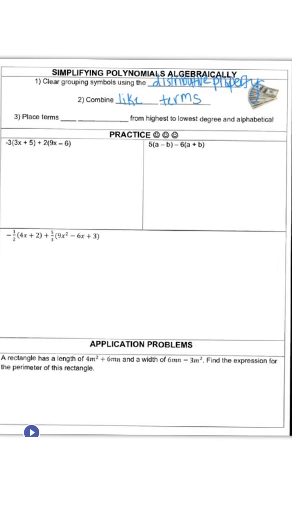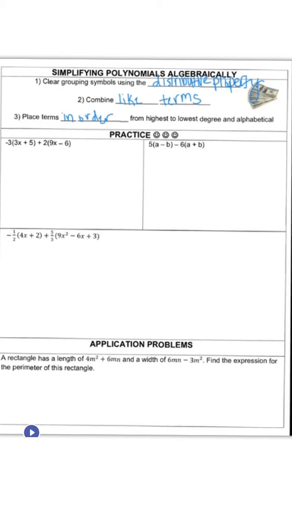And finally, we're going to make sure that whenever we write the polynomial out, we need to place terms in order from highest to lowest degree and alphabetical. So remember that degree just means exponent, so you always want to start with the highest exponent and then work your way down. Okay, so let's start with this first example.